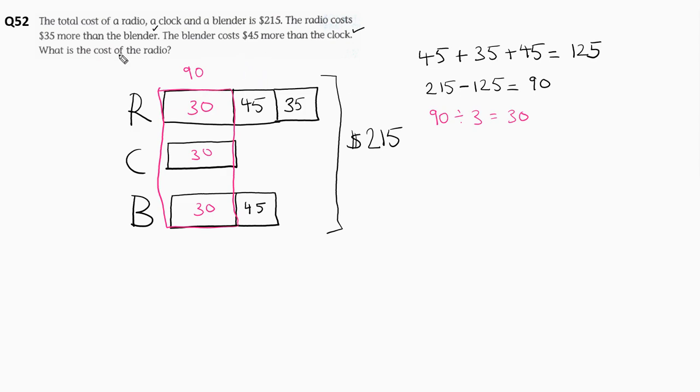What am I asked? I'm asked for the cost of the radio. There is my question. So I've got to go back and make sure I've identified what my question is. And that's just all of this part here. So for the radio, I am adding 30 plus 45 plus 35. Okay, and if I do that, I get my final answer of 110.